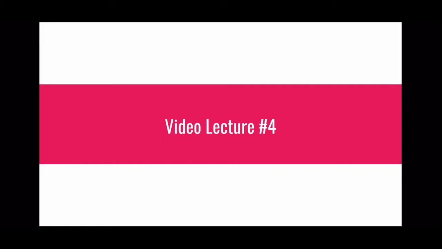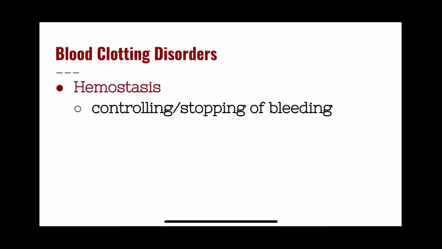Now, before we get into any actual disorders, we first need to talk about some medical terms for blood clotting. The term hemostasis means to control or to stop bleeding. Blood clots are a tool of hemostasis. Okay, if you just glance at this word, I usually hear students say that it looks a lot like homeostasis, which means maintaining a stable internal environment.